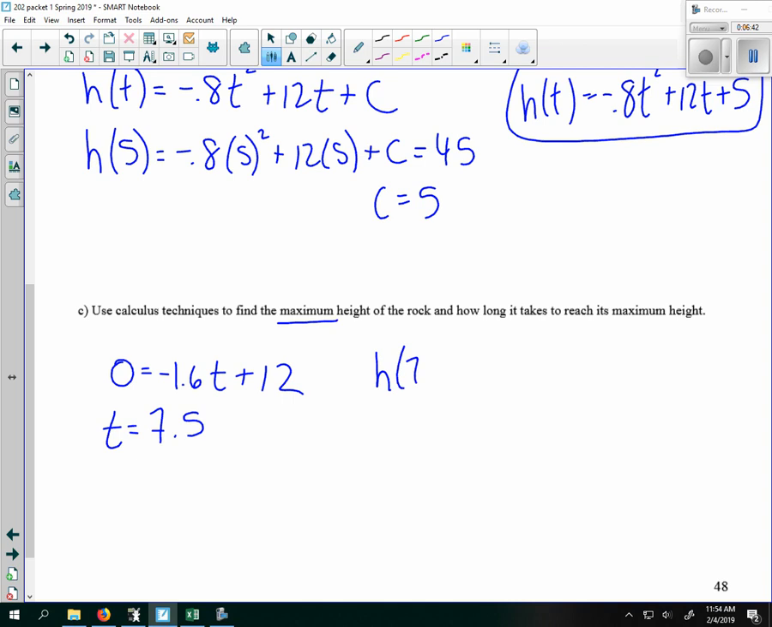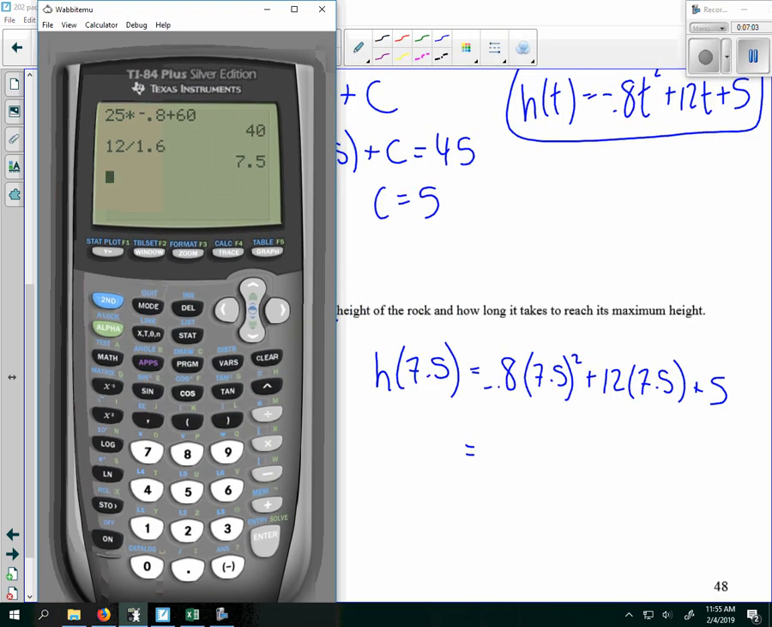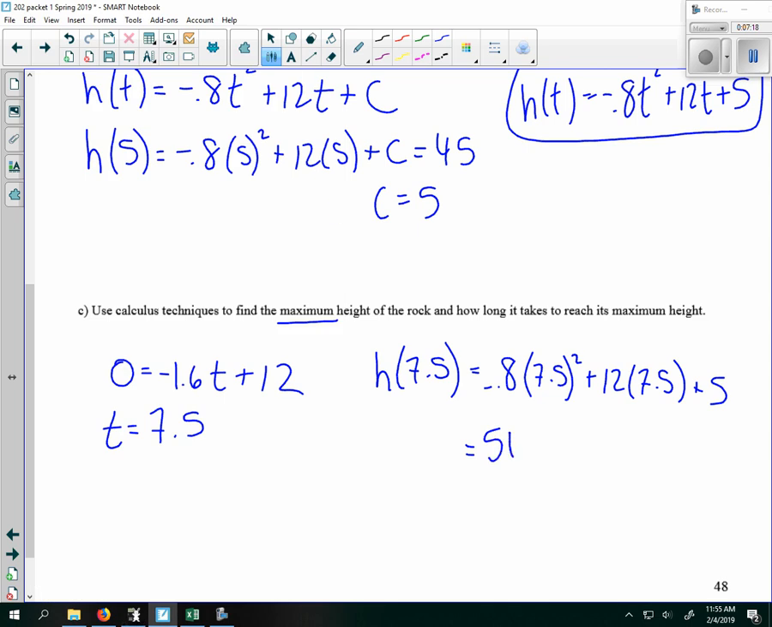We're going to plug 7.5 into the height function. So 7.5 squared times negative 0.8 plus 12 times 7.5 plus 5 comes out to 50 meters. And it takes 7.5 seconds.